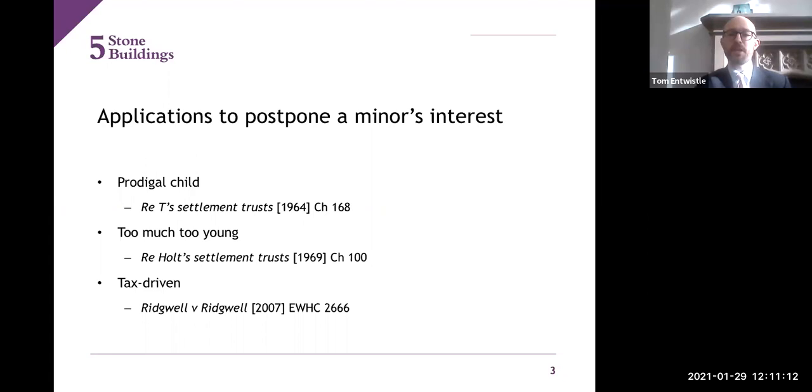An example of this second sort of case is Re Holt, in which the trust fund was held for the settlor's daughter for life and subject to that for her children on attaining 21. The proposal was that the daughter would surrender her life interest in half the fund, and the children's interests would be postponed so that they would receive half the income at 21, the other half at 25, and capital at 30. Most of the judgment is concerned with technical questions relating to the perpetuity period, which I'll come back to a bit later on.